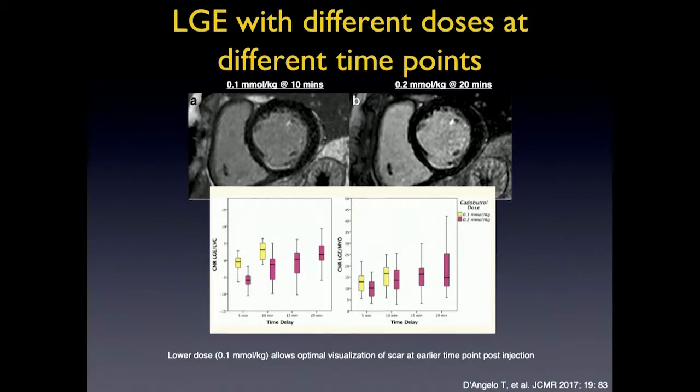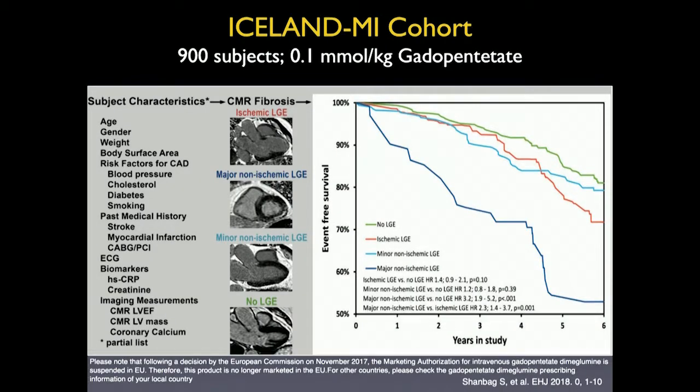and found that when you used the lower dose, the 0.1 millimoles per kilogram, they got maximum contrast to noise typically at 10 minutes post-injection, but when they used the larger dose, 0.2 millimoles per kilogram, they found the highest contrast to noise at about 20 minutes post-injection, so at a longer time period post-injection, which fits with some of our conventional late gadolinium enhancement approach, except that it's later for the higher dose, but potentially suggests that you should be imaging earlier if you use a lower dose of contrast.